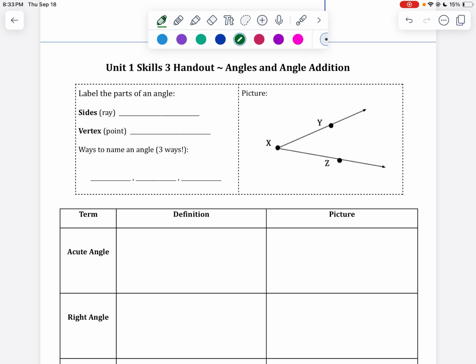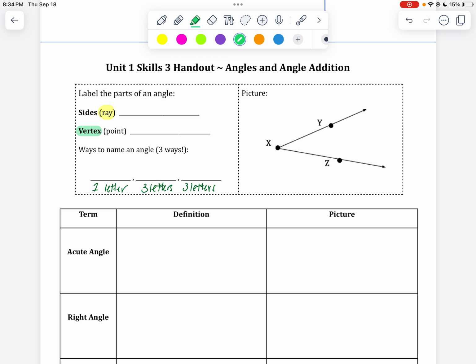So it says go ahead, label the parts of an angle, right? We're going to label the sides, which is really the rays. So I'm going to take out my first highlighter. We're going to look at the sides, which are our rays, and then the vertex, which is just a point. And then we're going to name an angle. The way that we name angles is I can have one letter, then I can do 3 letters, and same thing, 3 letters.